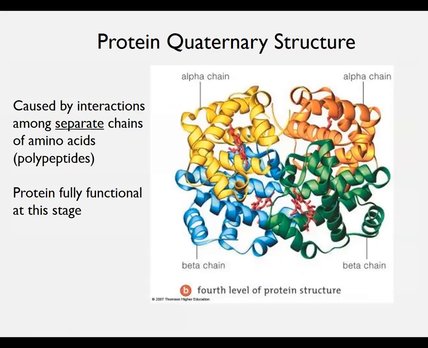Oh yeah. So just one more slide about the quaternary structure. Here I put the protein is fully functional at this stage. So this is a stage we need to be at where you have multiple different amino acid chains that have folded over and over on themselves coming together. No, don't worry about the alpha versus beta. They're just slightly different shapes.